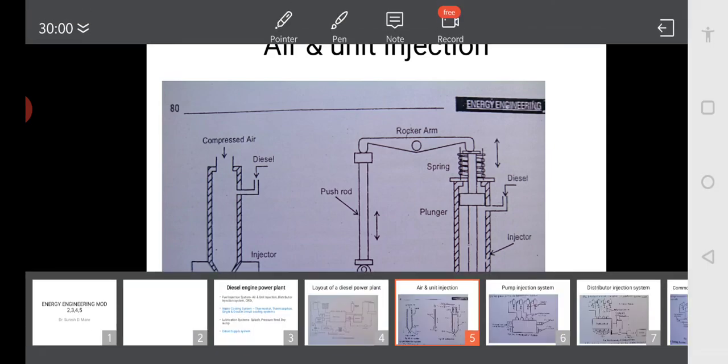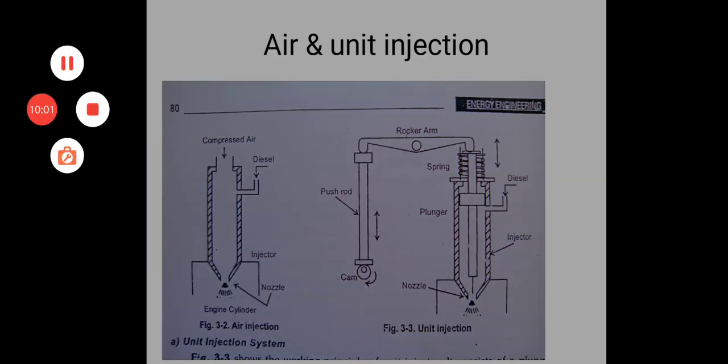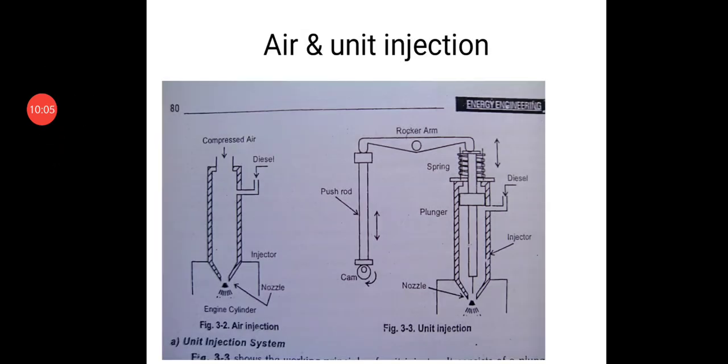But in unit injection, for each cylinder you have an injector. So this was about the fuel injection system for diesel power plants. In the next discussion we will deal with the cooling water system as well as the lubrication system for power plants.